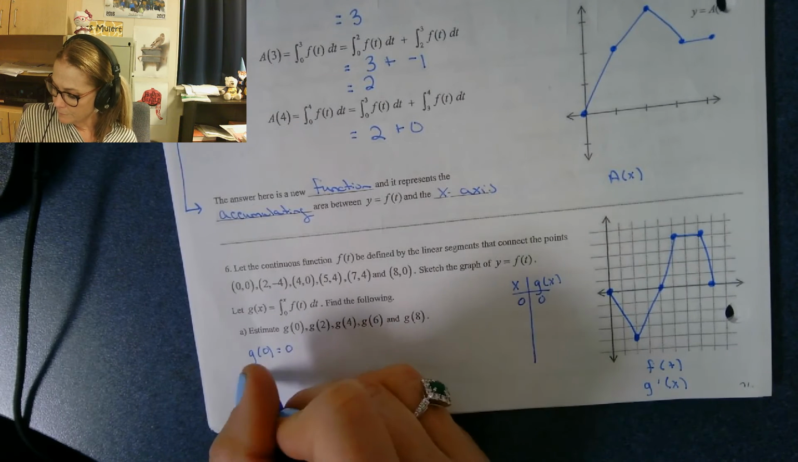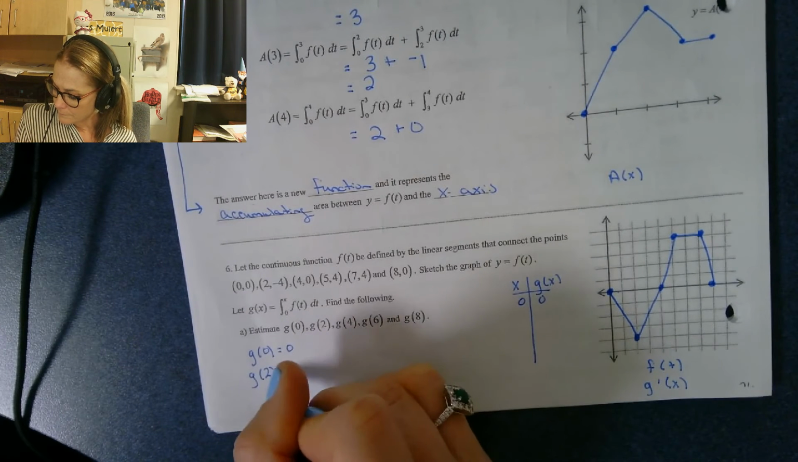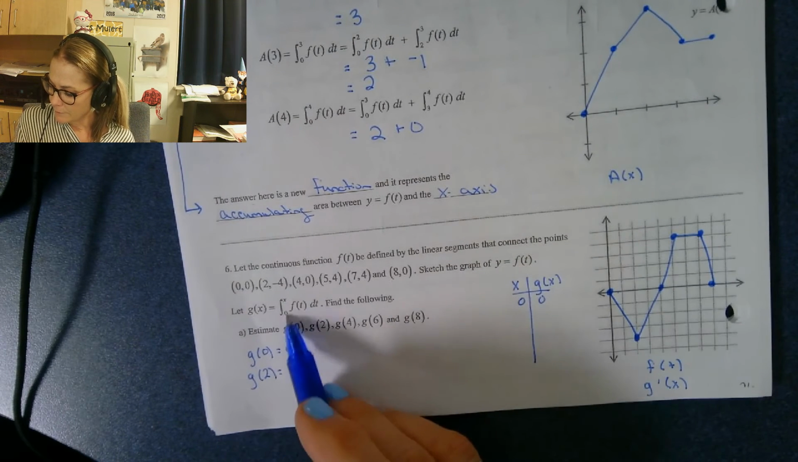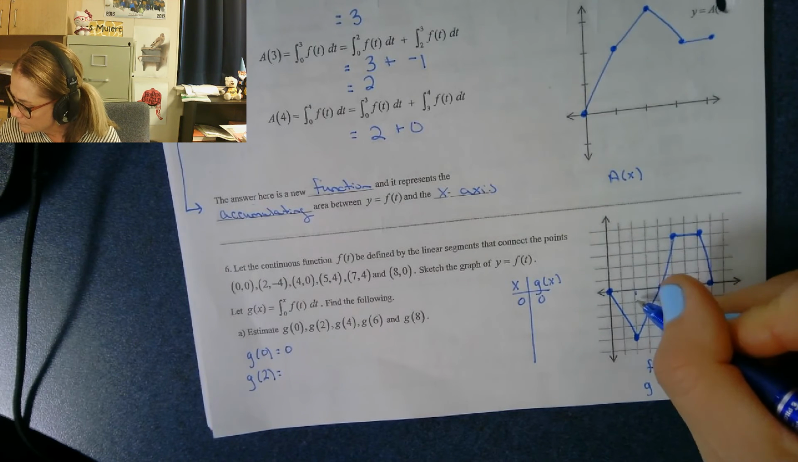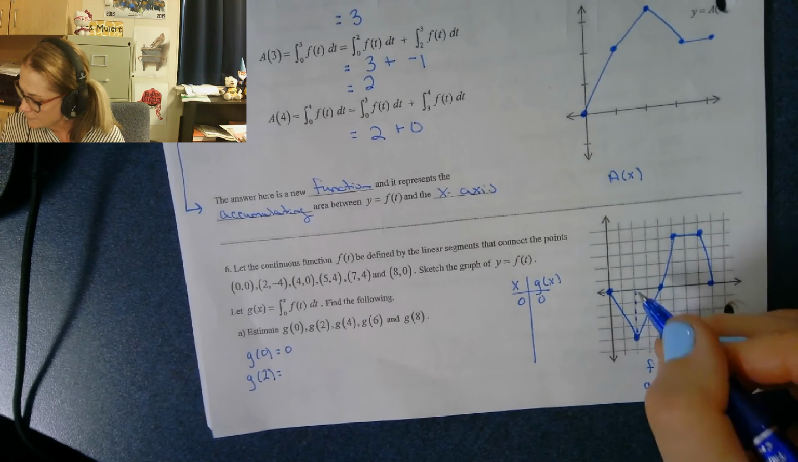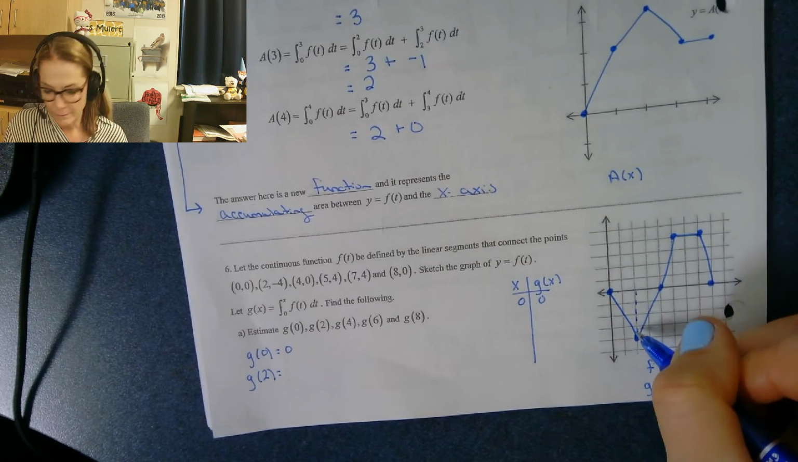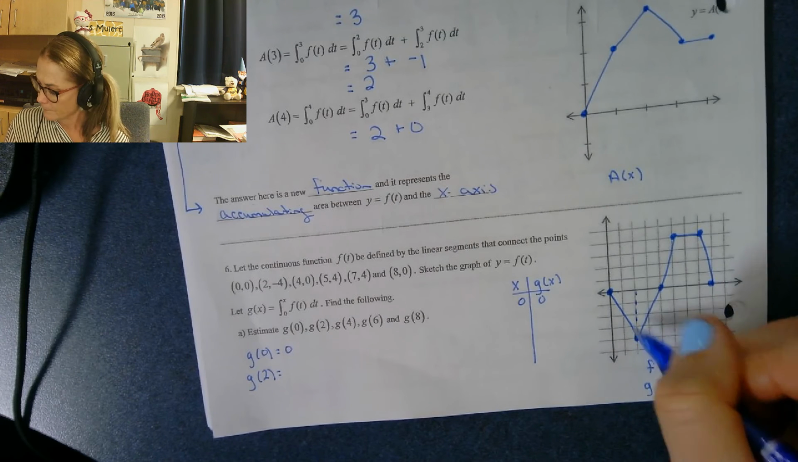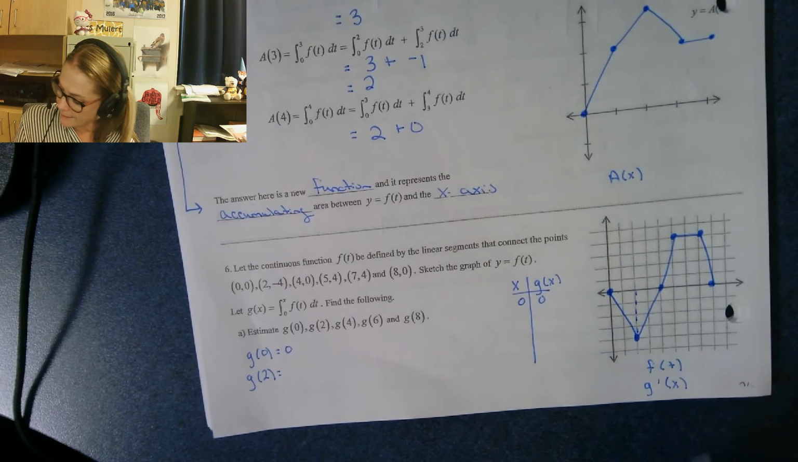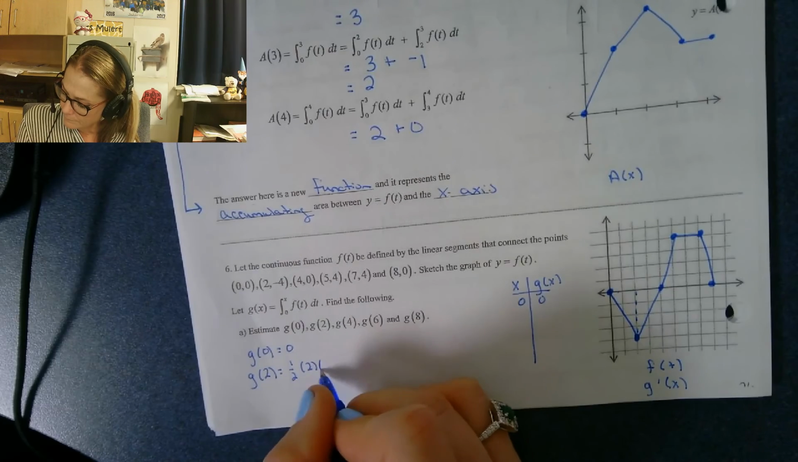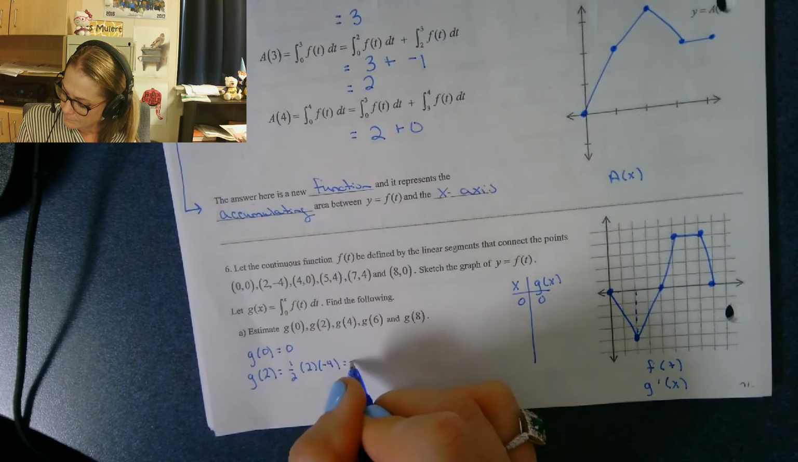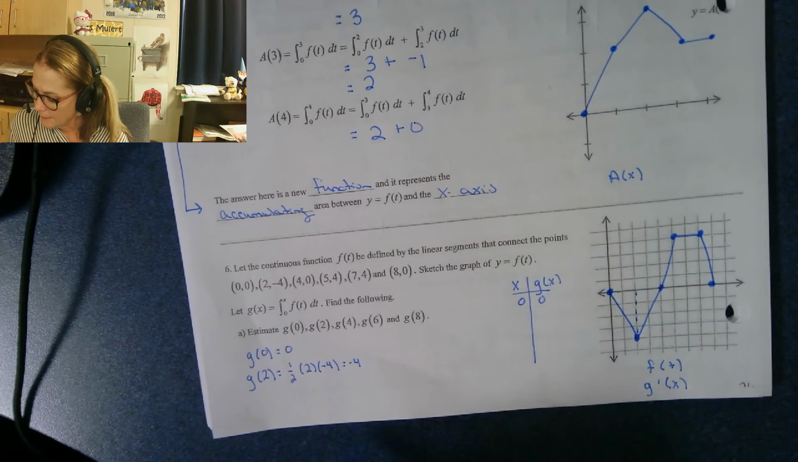Okay, G of 2. Well, the integral of 0 to 2, of this situation, let's go to 2. So that's 1/2 of 2 by 4, and negative. Okay, let's do G of 4.